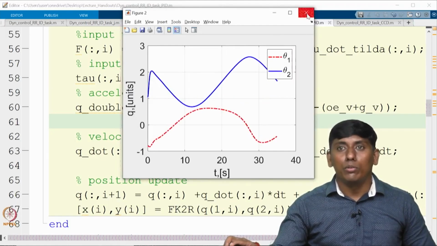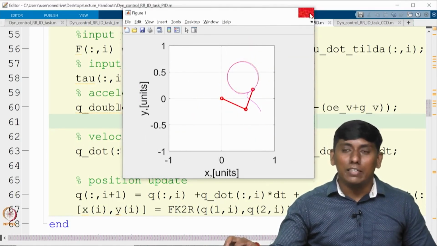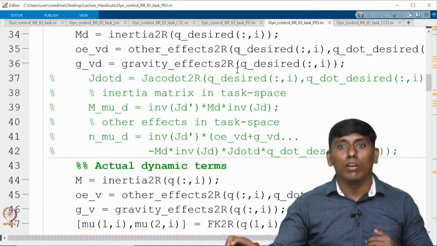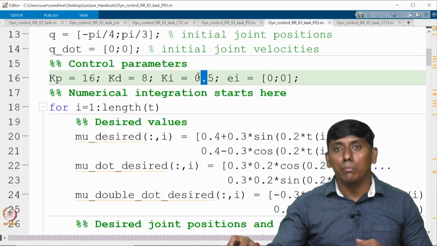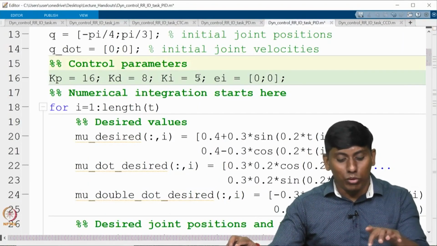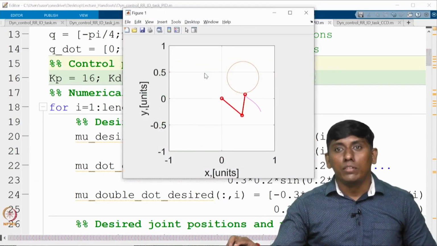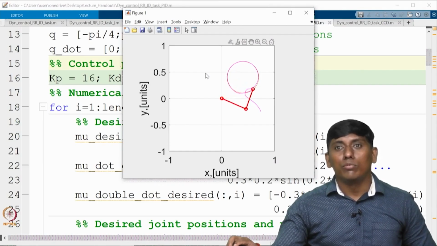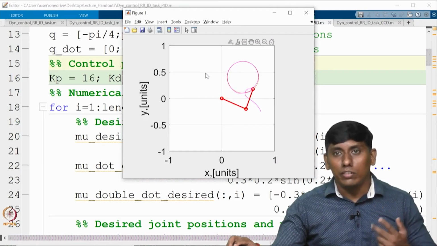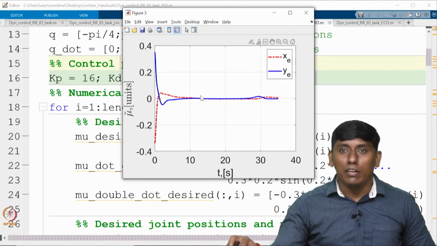So now if I increase the I value, will it deteriorate performance or improve performance? That we can see. Okay. So now I am seeing it. You can see that the I term is really working well, right? So the error converges.